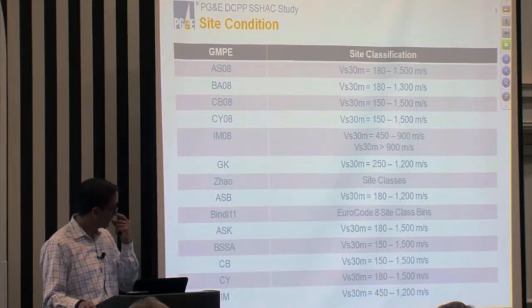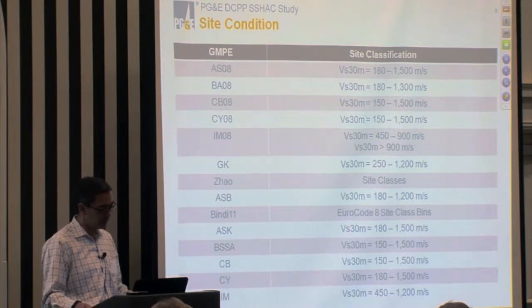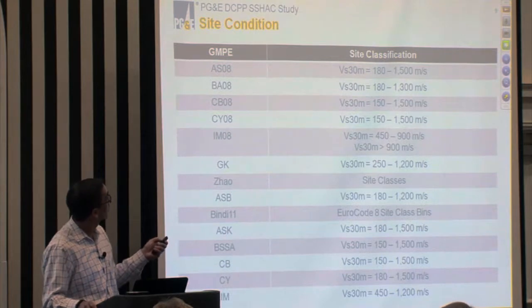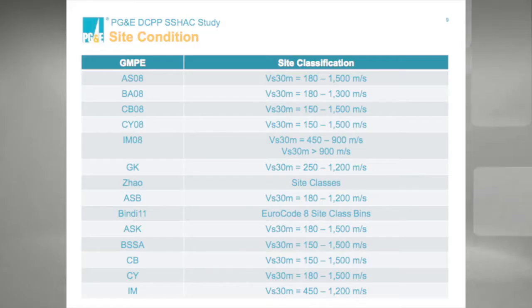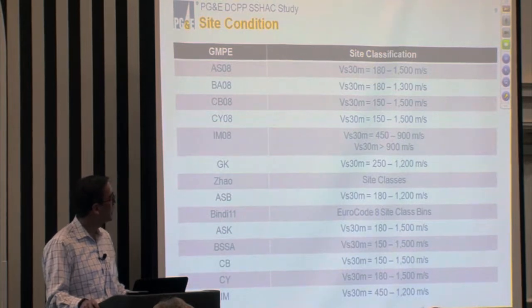The other thing I just wanted to summarize for these models is the site classification. For the NGA West 1 models, which are listed here on the top 5, 4 out of the 5 were defined in terms of a VS30 value. The IDRIS model was actually binned into 2 site categories, 450 meters to 900 meters per second and greater than 900 meters per second. So that was actually a bin value type of model.